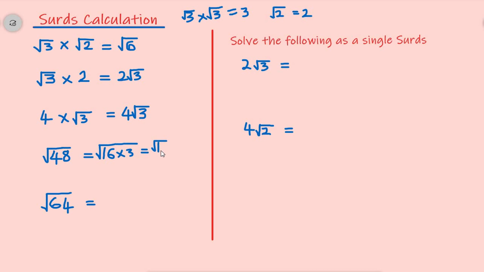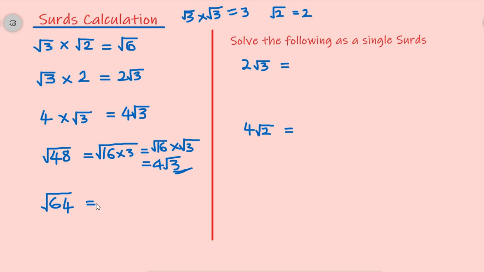We have root 16 multiplied by root 3. So what will it give us? Root 16 is 4. Root 3 is root 3. Root 3 is not a perfect square, but 16 is a perfect square. So we have 4 root 3. That is your answer.